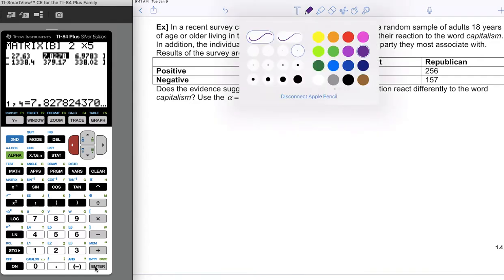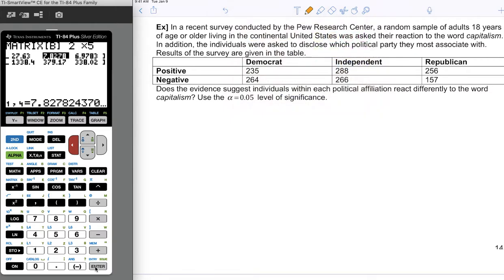Okay, so it's a two-way table, meaning it could be a test for independence or a homogeneity of proportions. I see the words individuals within each affiliation react differently, which is making me lean towards using the test for homogeneity of proportions. So let's start off with our hypotheses. Here we're looking at 3 populations, Democrats, Independents, and Republicans. So we're testing the equality of 3 proportions.